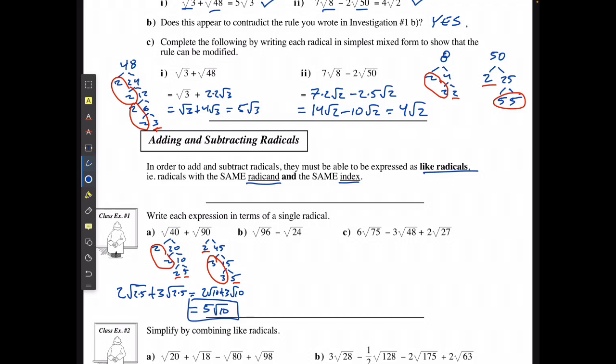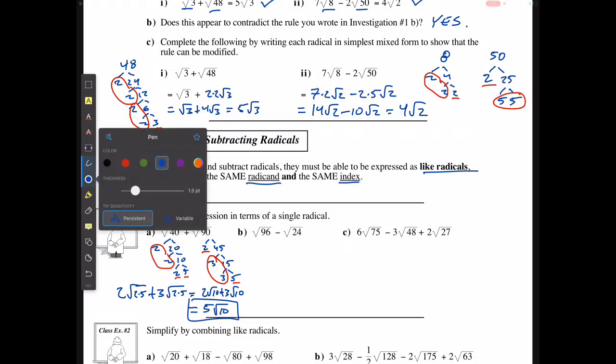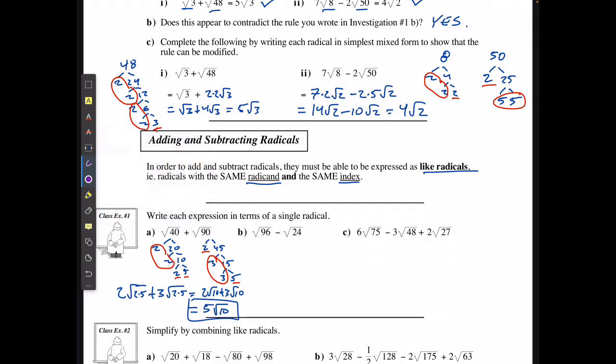I'm going to do the same thing for B. With example B, I'm going to start by simplifying these, and for the first one, I'm going to get 4 root 6. For the second one, it's going to be 2 root 6. And I'm left with 2 root 6's.